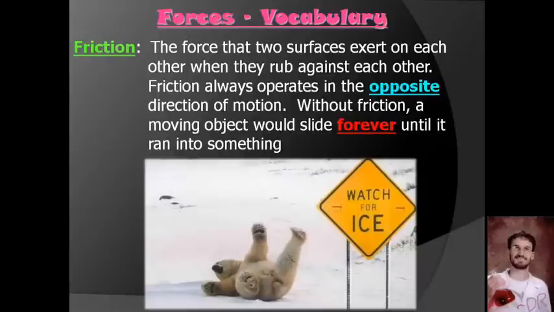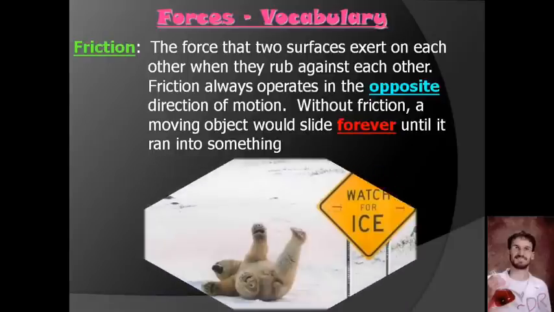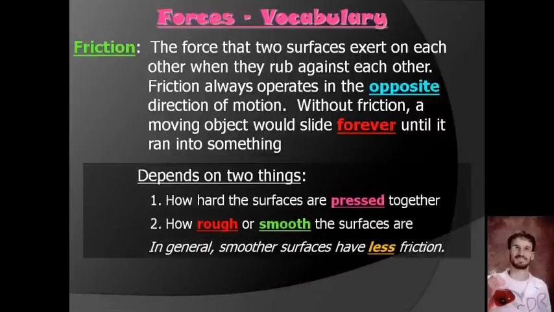Without friction, objects would just keep moving. Without friction, you couldn't walk. Friction's pretty important. So the strength of the frictional force depends on 2 things. It depends on how hard the surfaces are pressed together. The more pressure there is pushing the two surfaces together, the greater the amount of frictional force you'll have. And in general, how rough or smooth the surfaces are will impact the friction. Mostly it's because of how much surface area is actually in contact with each other. But in general, smoother surfaces will have less friction.